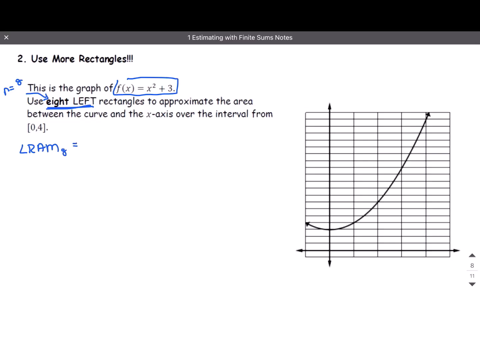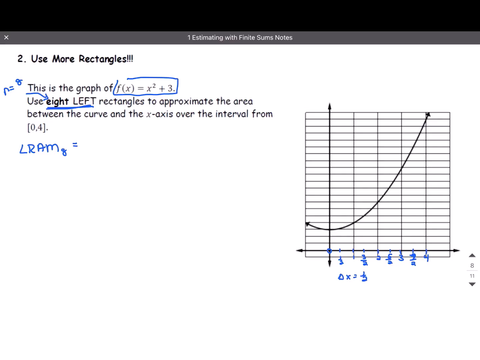Now I want to look at this delta x here. This time we're going 0, 1, 2, 3, 4. That only gives us 4 subintervals. We have to cut each of those in half so that we can have 8. 1 half, 3 halves, 5 halves, and 7 halves. So this time delta x is 1 half.